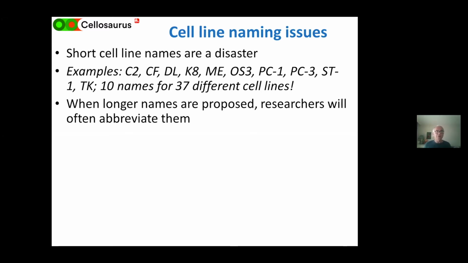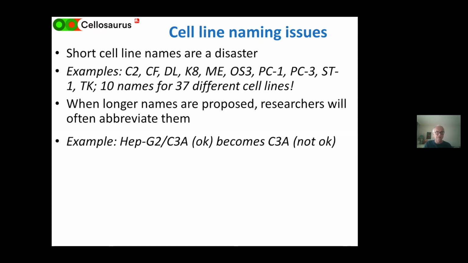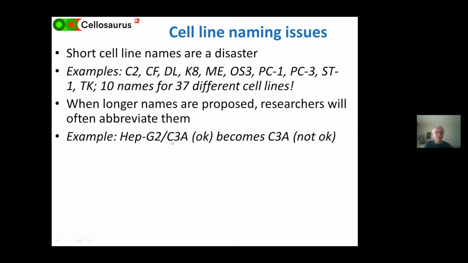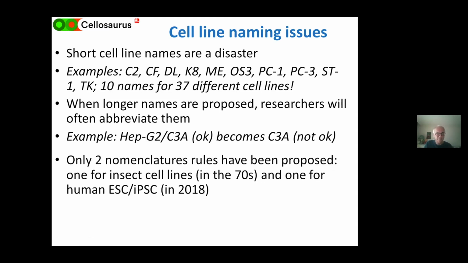So some people create longer names, which is good, but some people will in fact abbreviate them. Here is the name of a cell line, FG2/C3A. And of course, people being a little bit sloppy, or lazy, will just call it C3A and forget about the FG2 in front of it. And of course, there is more than one C3A cell line.